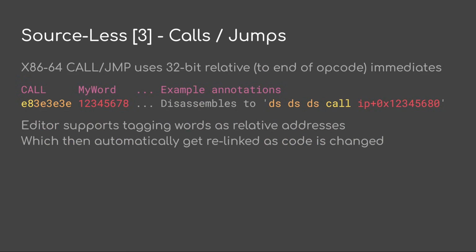Of course, calls and jumps are another question, and we have an easy solution for that one as well. In x86-64, call and jump use a 32-bit relative immediate, and that relative is relative to the end of the opcode, not the beginning.